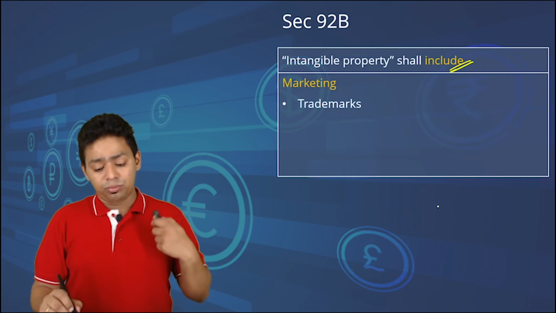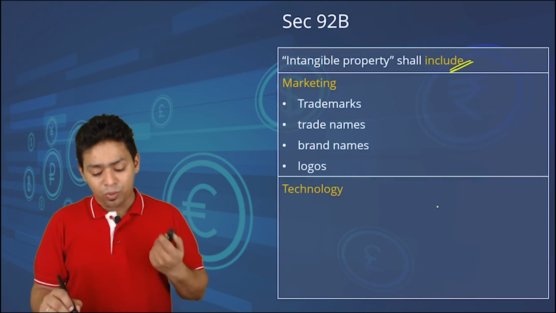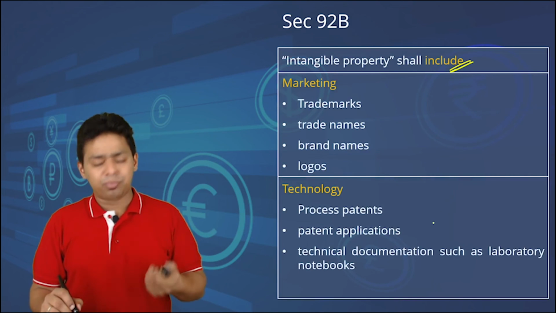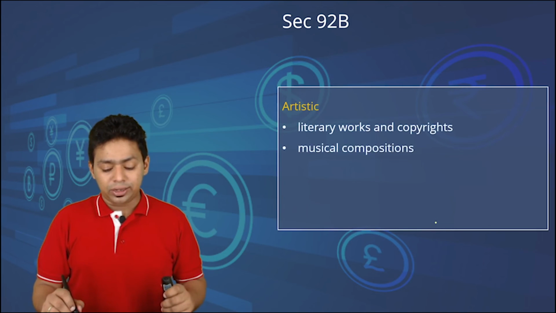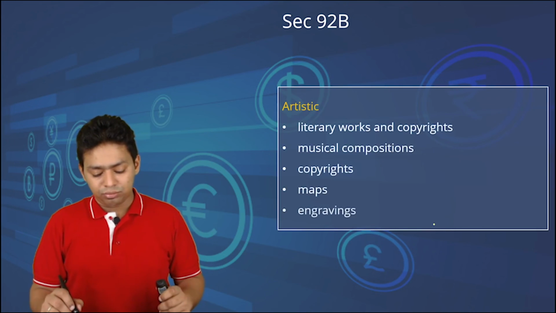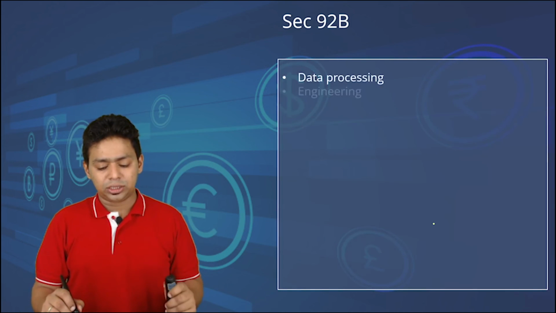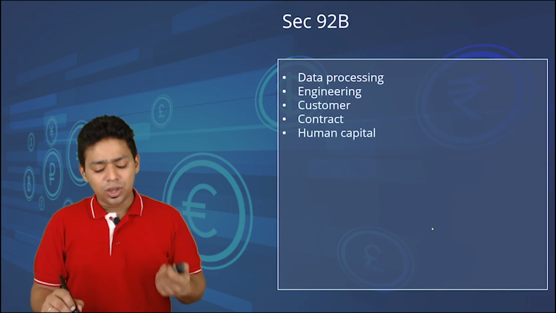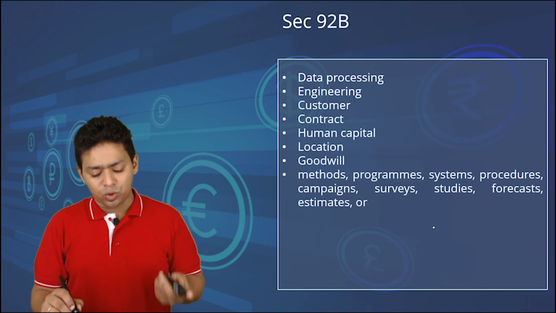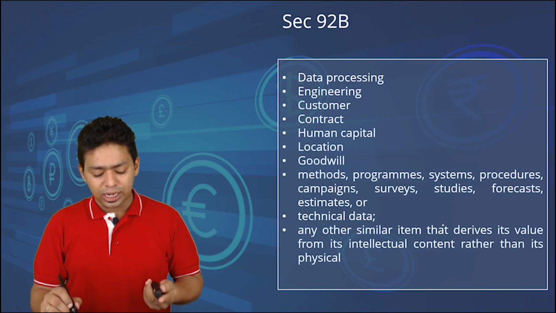Intangible assets shall include trademark, trade names, brand name, logos, process, patent, so many things again, my dear friend. Artistic work includes literary work, copyright, musical, maps, so many things. Data processing, some other activities, data processing, engineering, customers, contract, human capital, location, goodwill, methods, programs, technical data, any other thing, attributes. So many things were covered. Don't go and read everything about this.